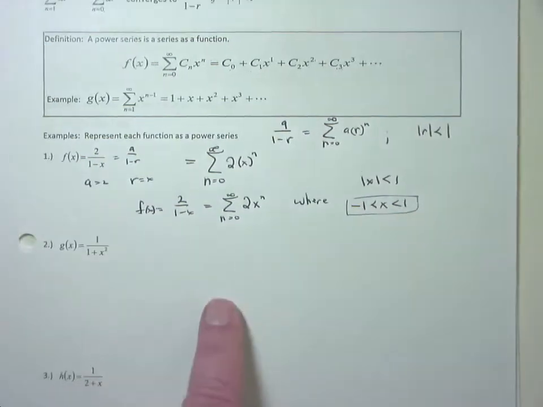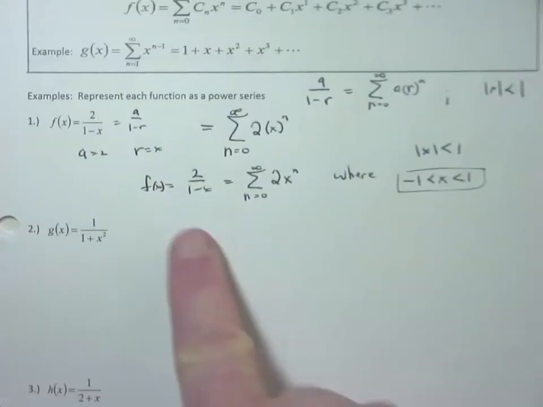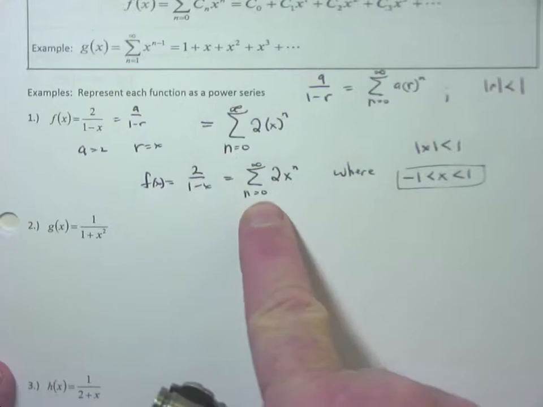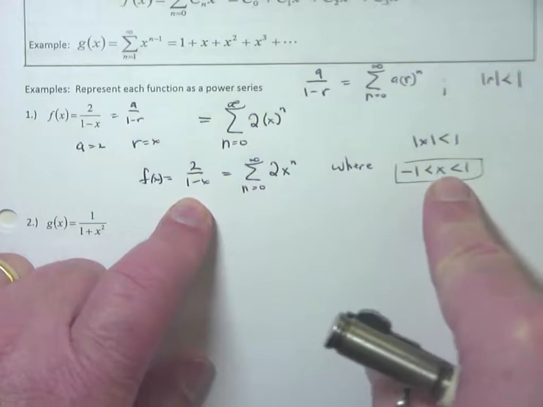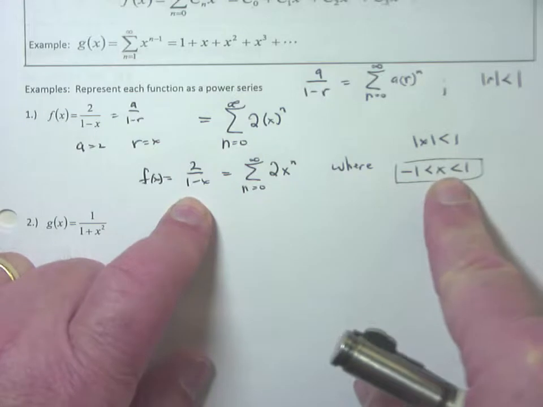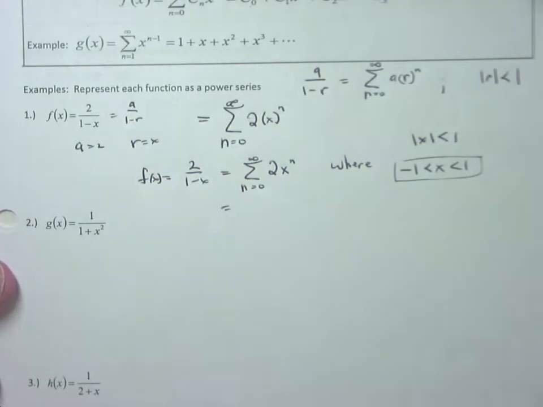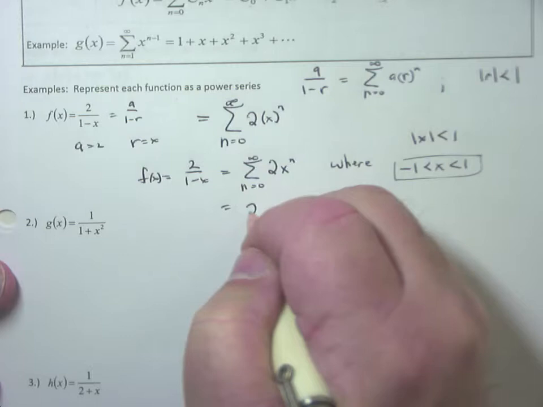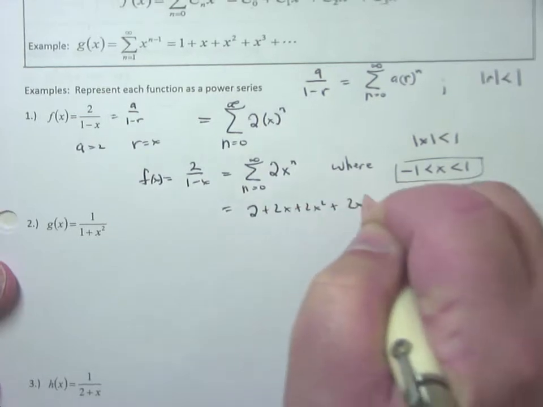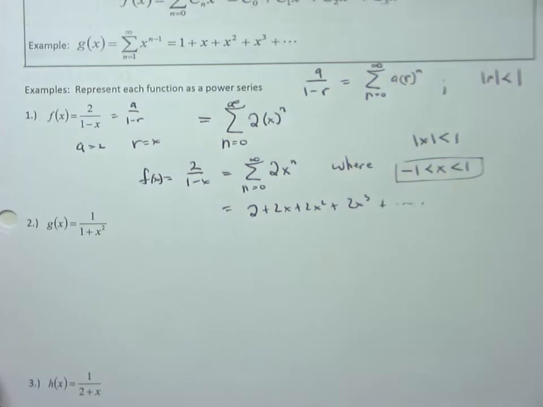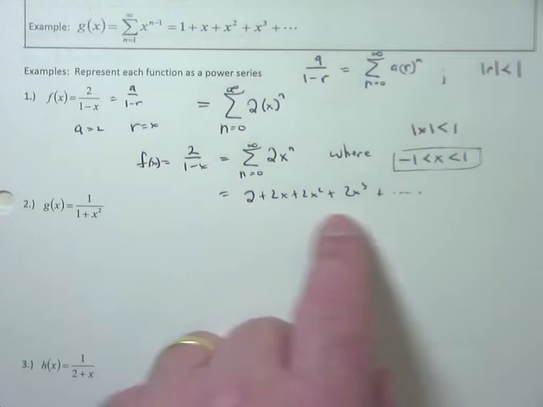So let me explain to you. In this particular problem, this function, 2 over 1 minus x, and the power series, the sum as n goes from 0 to infinity of 2x to the n, they're equal to each other as long as you plug in numbers between negative 1 and 1. And you ask yourself, well, what's the big deal about that? Well, if you write this power series out, this one's pretty easy. You get 2 when you plug in n equals 0, plus 2x, plus 2x squared, plus 2x cubed, plus, it's an infinite series. But instead of plugging stuff in here, you could plug stuff in here.